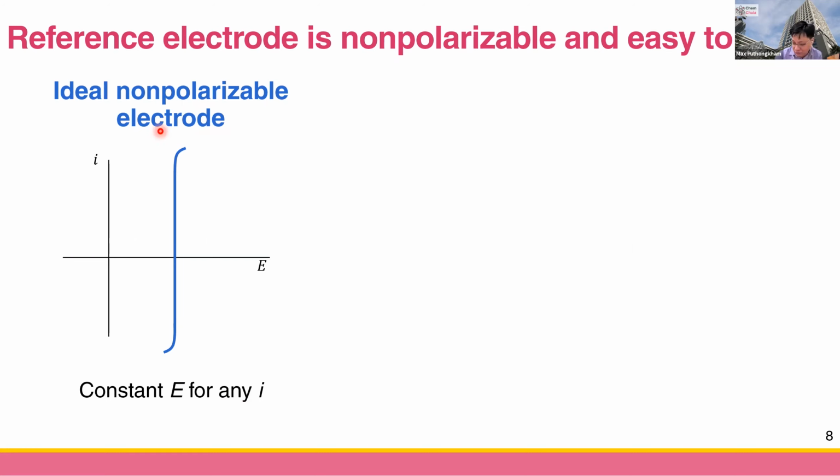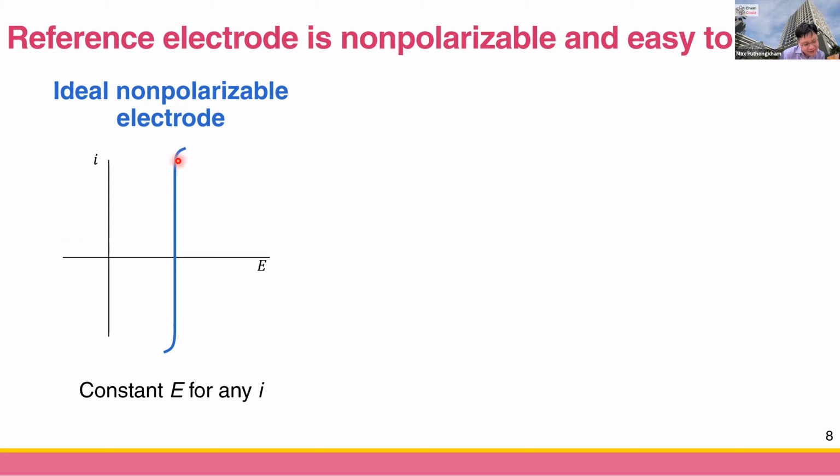This is a very important word. Ideal non-polarized stable electrode. Polarized means that if you apply the current, then the potential is going to change. But here, this is a non-polarized stable electrode. If you read this graph, this is going to be the graph between current and potential, I versus E, current versus potential. We call it the IE curve.